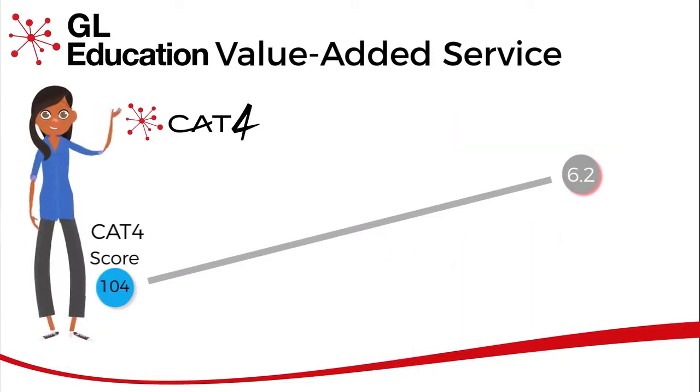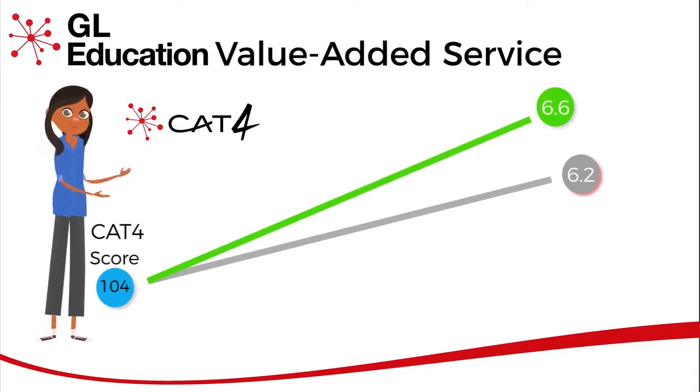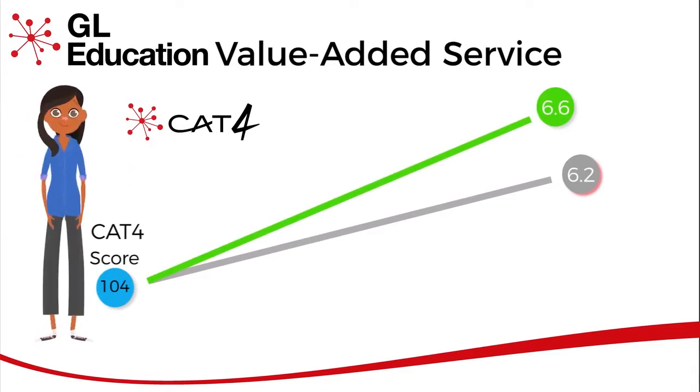In Year 11, Raina attained a grade average of 6.6 for her top 6 IGCSE subjects. The value-added measure is calculated by subtracting the most likely attainment, which was 6.2, from the actual attainment, which is 6.6. Raina's value-added score is plus 0.4.